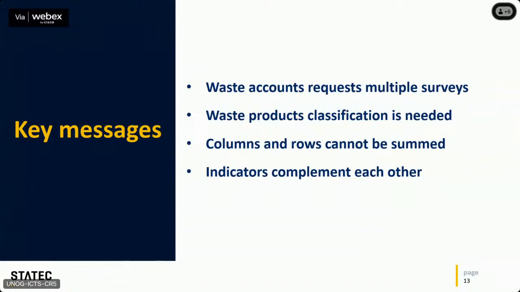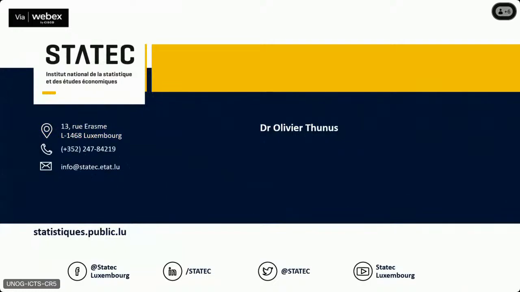So here are some key messages from my presentation. Waste accounts require a number of surveys, multiple surveys. More thought is needed as to waste products classification. Now, the total number of columns and rows cannot be added up, and important work to be done on indicators is required so that we can develop complementary indicators based on new tables produced.